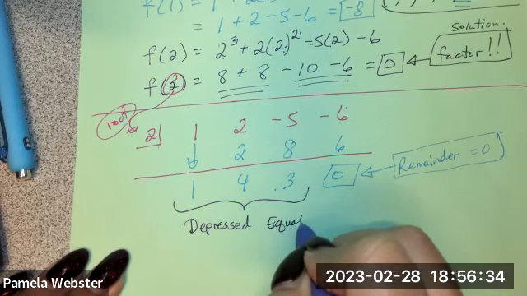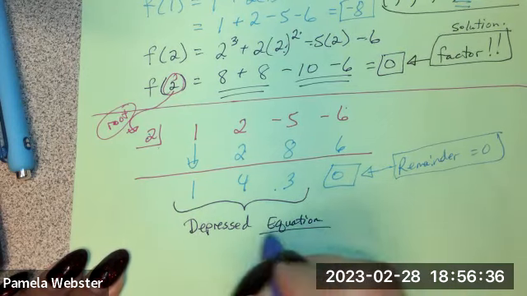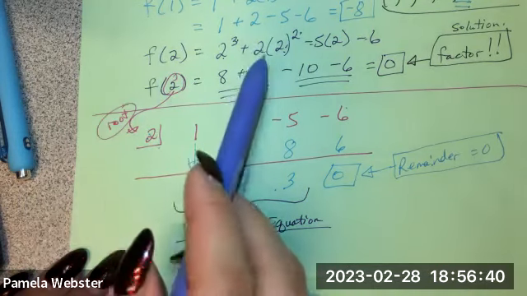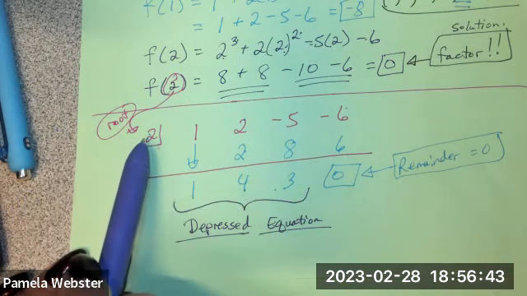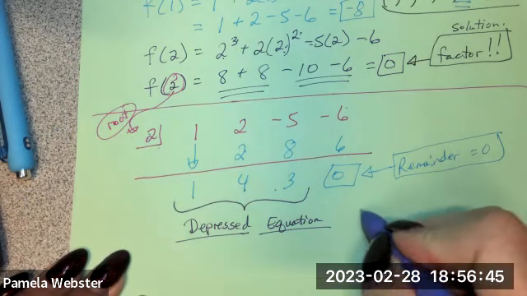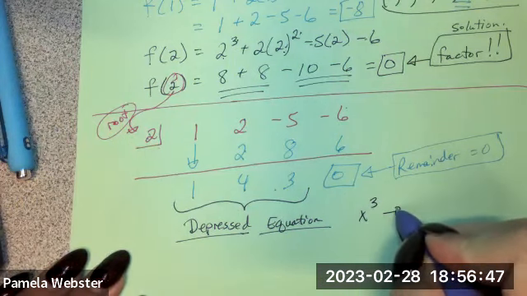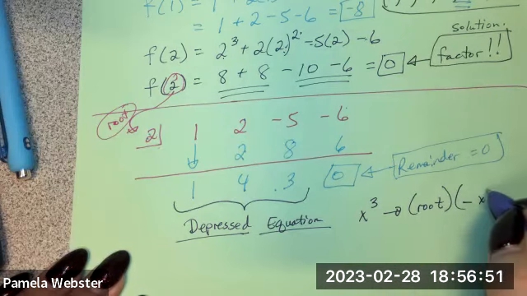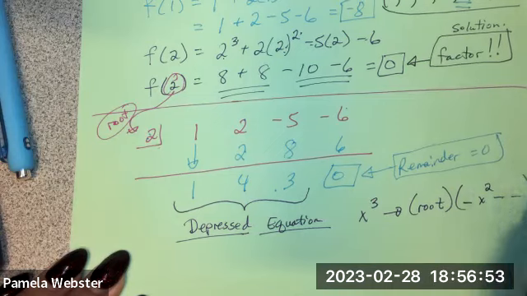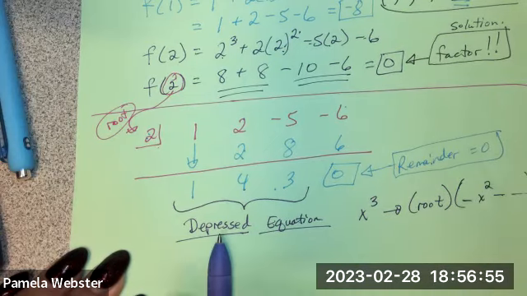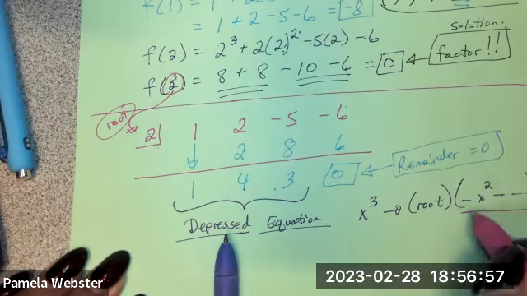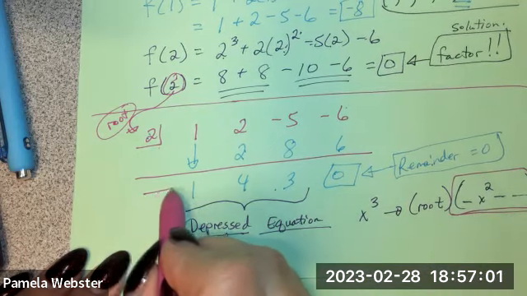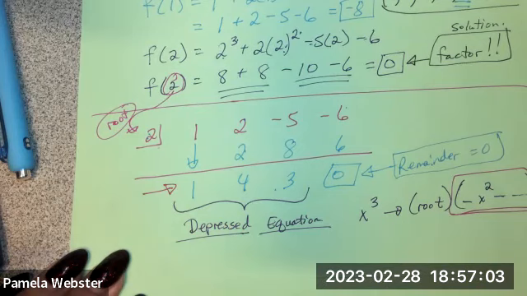Not depressed like, oh, it's sad or something like that, but depressed as in, hey, we started with x to the third. I pulled out a root. So x to the third turns into the root that I pulled out times something x squared and so on. So the depressed equation is going to be this x squared stuff, and we find that by looking at whatever was left over, okay?